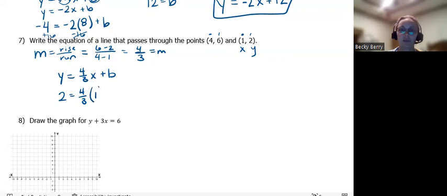4/3 times x, which is 1, plus b. So I'm solving for b. Here I have 4/3 times 1. That's just 4/3, so I'm going to subtract that over. So 2 minus 4/3 is what b is equal to.